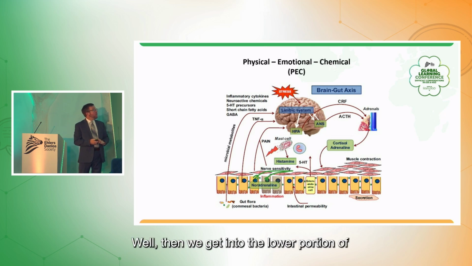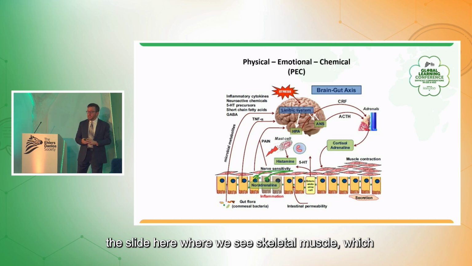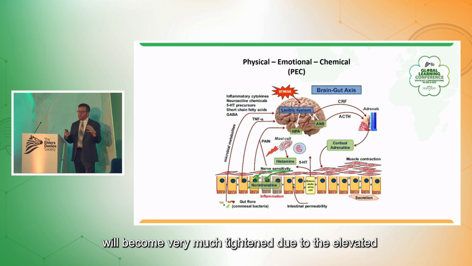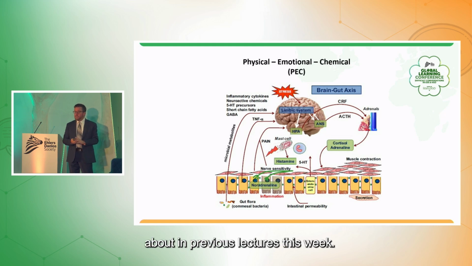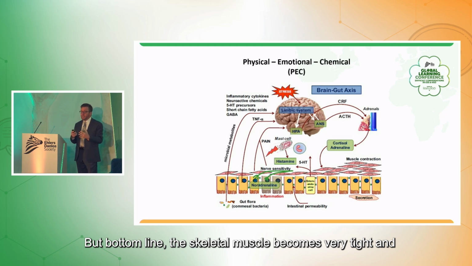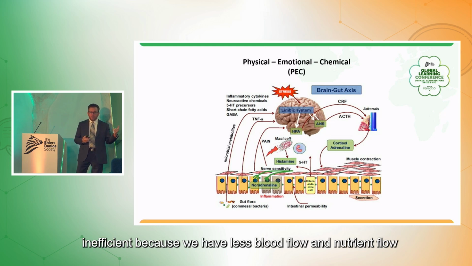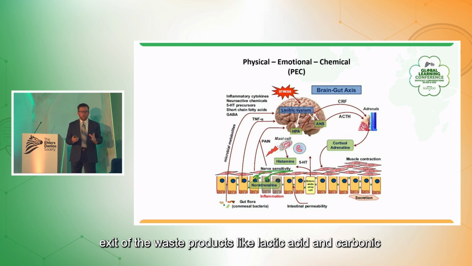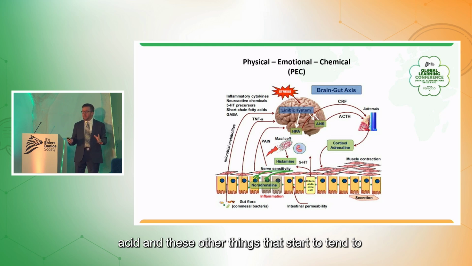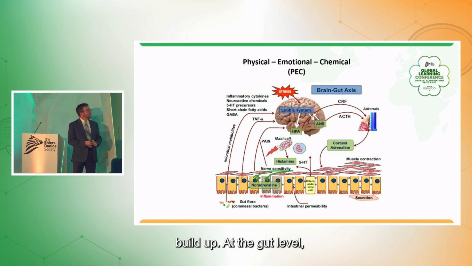Well, then we get into the lower portion of the slide here, where we see skeletal muscle, which will become very much tightened due to the elevated stress hormones, as well as the gut. Both of these have been talked about in previous lectures this week. But bottom line, the skeletal muscle becomes very tight and inefficient because we have less blood flow and nutrient flow in, as well as less egress or less exit of the waste products like lactic acid and carbonic acid and these other things that tend to build up.